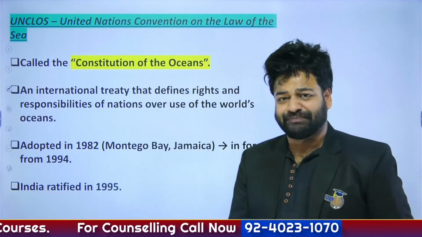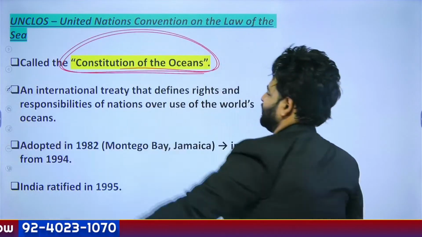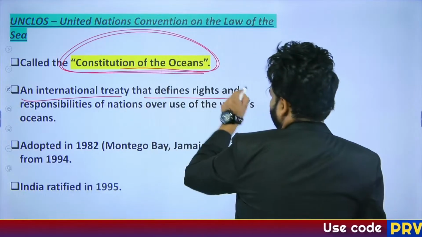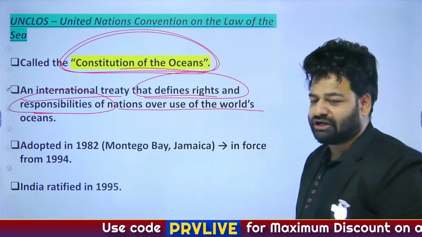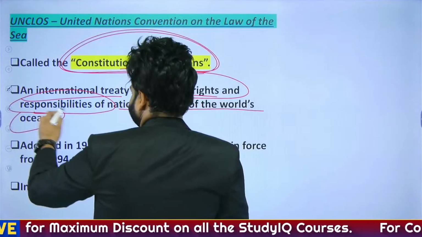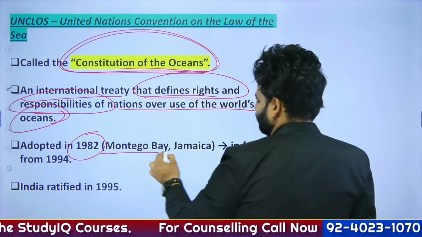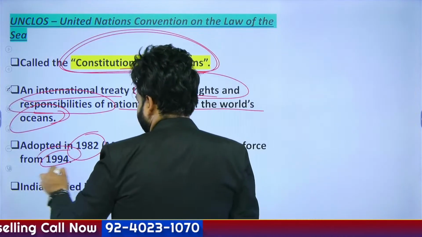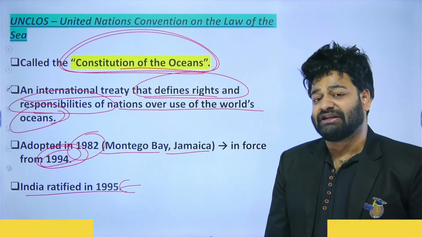And here we have UNCLOS. It is called the Constitution of the Oceans, an international treaty that defines rights and responsibilities of nations over the use of the world's oceans. Adopted in which year? In 1982, at Montego Bay, Jamaica. It came into force in 1994, and India ratified it a year later, in 1995.